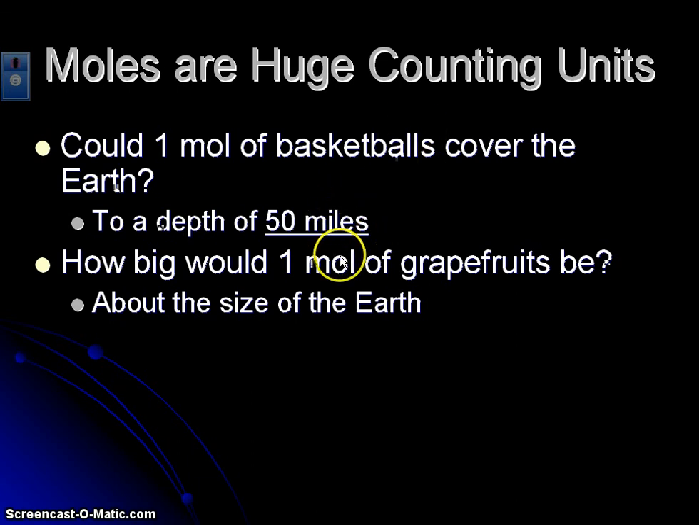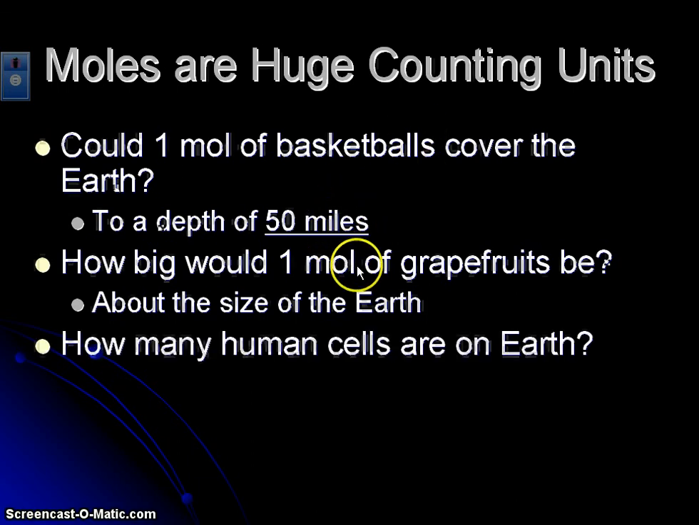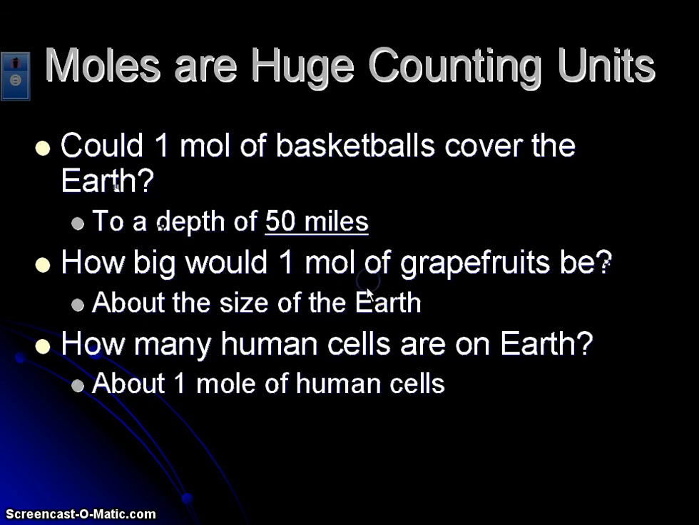How many human cells are on earth? So all the 6.5, 7 billion people that are on earth, all the human cells on earth, about 1 mole of human cells. And how many moles of sand grains are in the Sahara Desert? About 2 moles of sand grains.